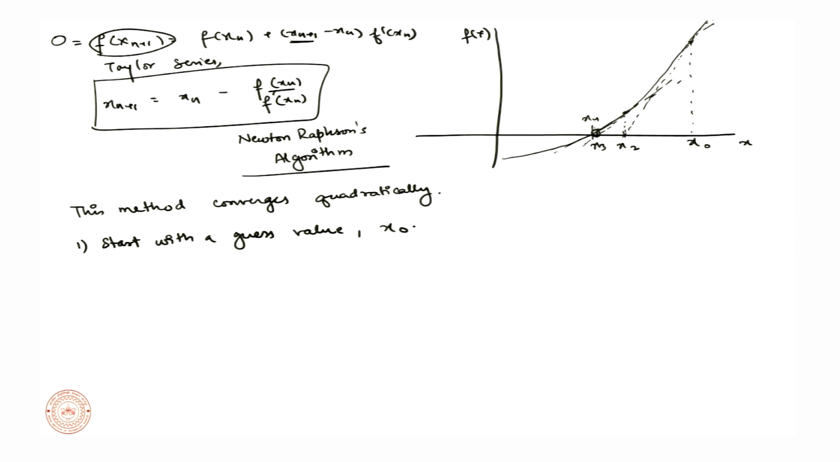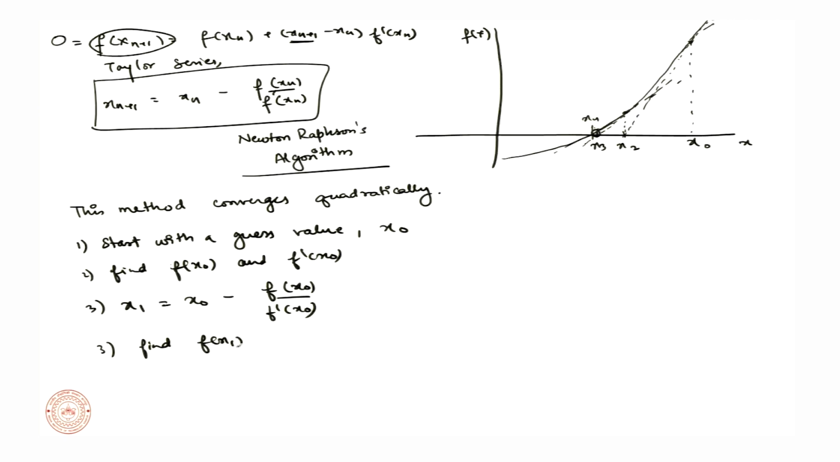Say x of 0. Find f of x0 and f prime of x0. Then x1 equals x0 minus f of x0 by f prime of x0, right. Then use this x1 to find f of x1 and f prime of x1.